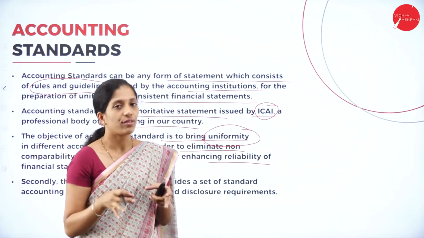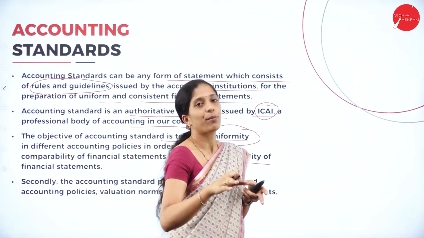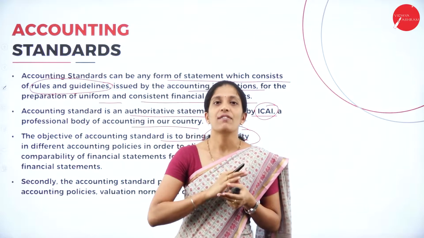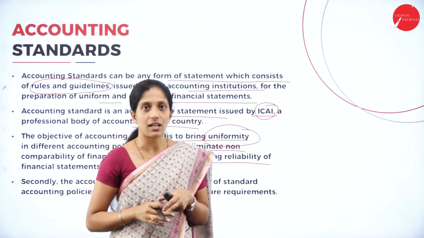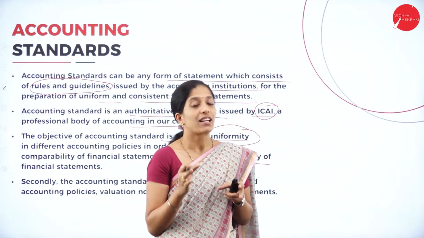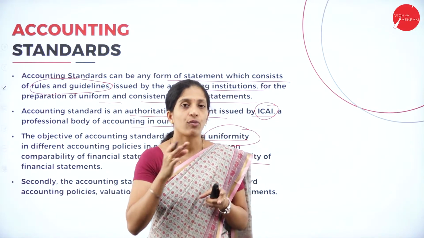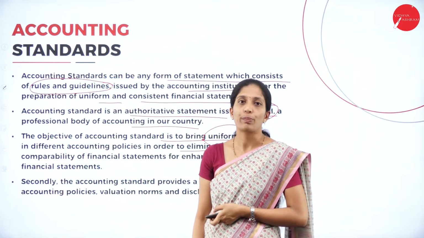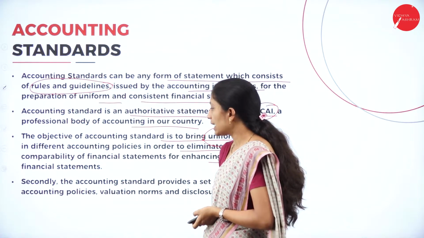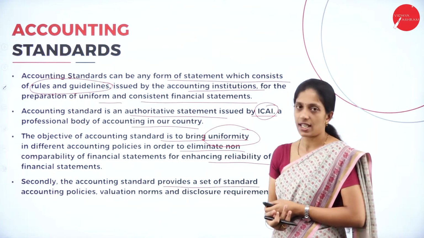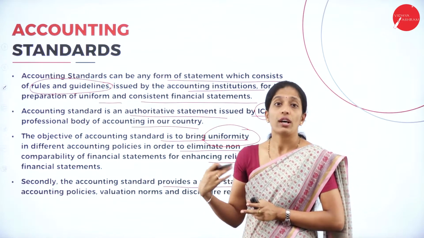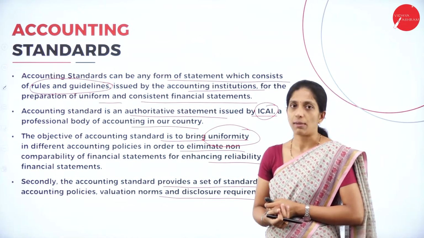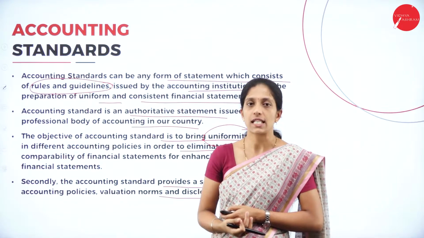If each and every organization is following similar accounting policies, accounting procedures and accounting standards, there will be uniformity in the financial statements. Thereby, easy comparison from one organization to another and from one year to another is possible. So this accounting standard has been issued by ICAI. Secondly, the accounting standard provides a set of standards, that is accounting policies or guidelines, or even accounting rules, valuation norms and disclosure requirements. So this is about accounting standards.